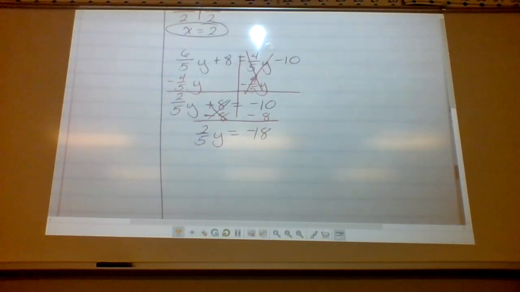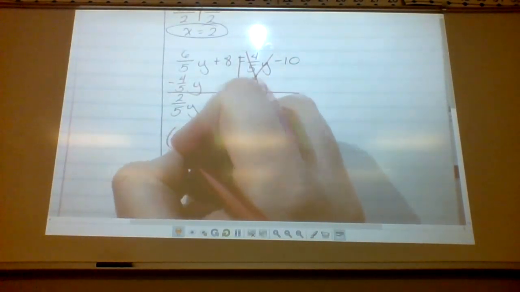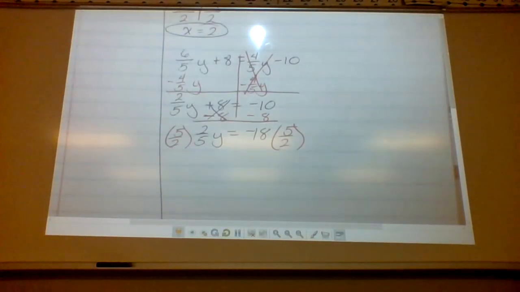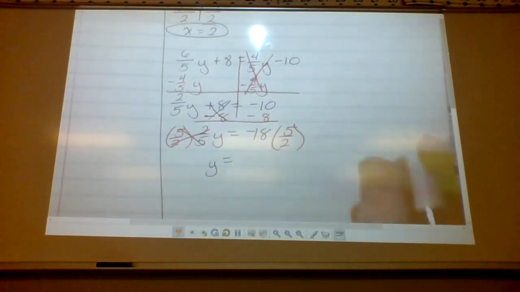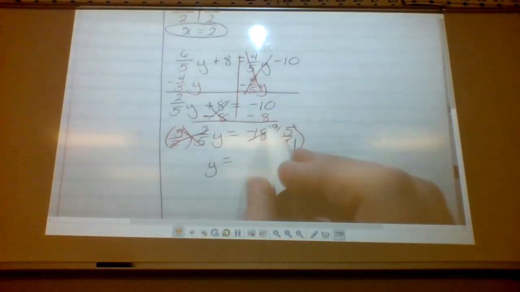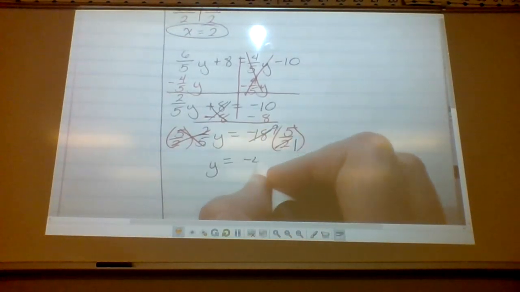Is the variable by itself? No. What do you see? Multiplication. I would go with multiplication or division. Now fractions, here's the thing. I do mine differently than some of yours. Some of you make a complex fraction and solve it that way. That's great, go ahead and do that. Personally, I'm just going to reciprocal the fraction, because this will cancel out to a 1. Y equals: 2 goes into 2 once, 2 goes into 18 nine times, negative 9 times 5 is negative 45.